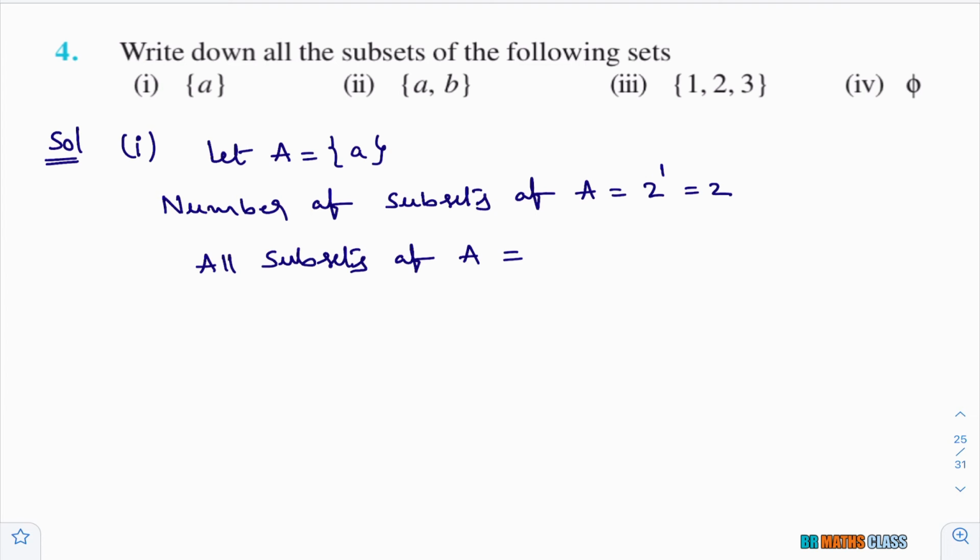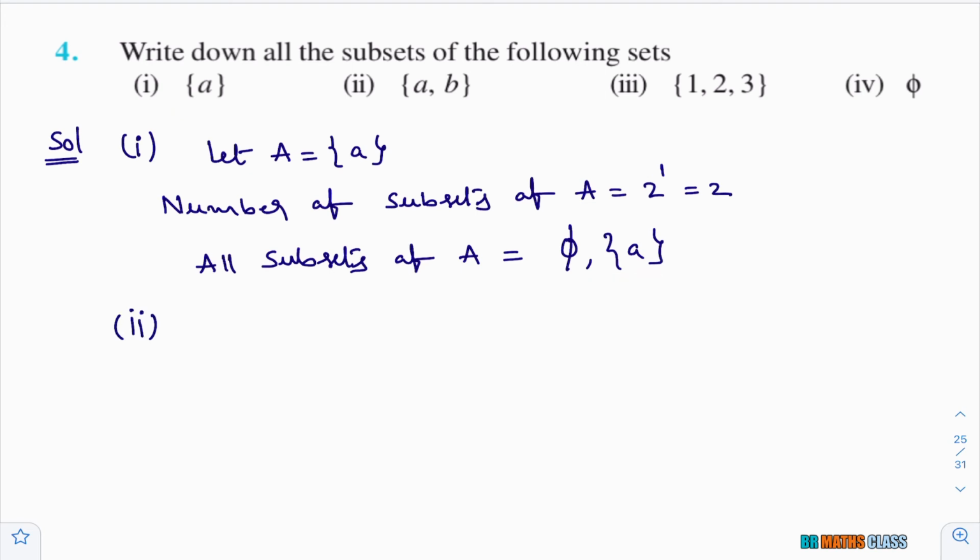See, we know that for a set, empty set is a subset of every set. In the subset definition, we learned this. Empty set is a subset of every set, and every set is a subset of itself. Please try to understand. Is this a subset of this set? Yes, it is a subset of that set, because every set is a subset of itself. In the theory part, you check this once. So for this, two subsets are there. I have written all two subsets.